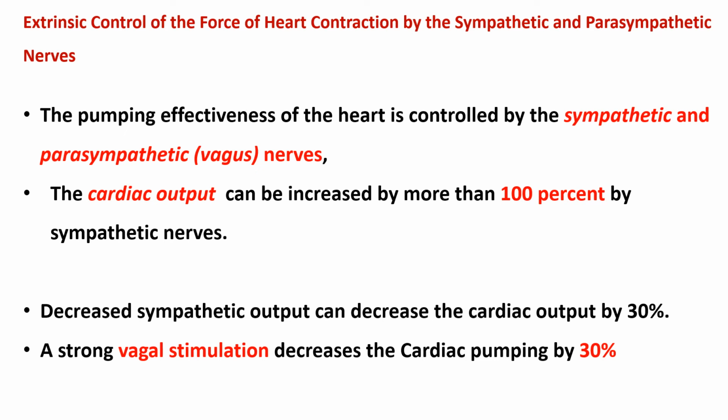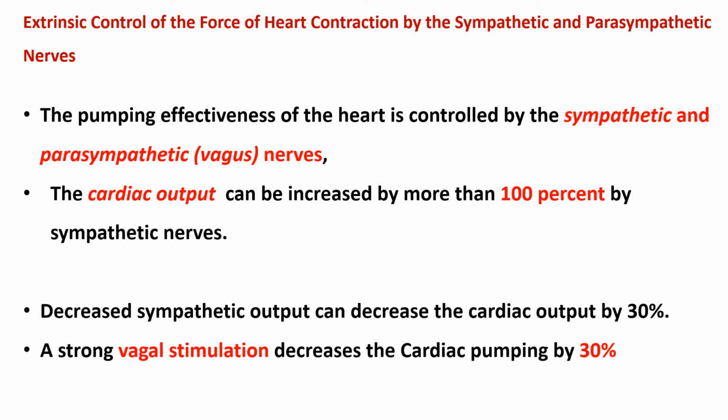The cardiac output can be increased by more than 100% by sympathetic nerves. So if you have a cardiac output of 5 liters per minute and you stimulate it by sympathetic nerves, the sympathetic nerves will increase the heart rate, and they will also increase the force of contraction, and they will take the cardiac output to 10 liters per minute.